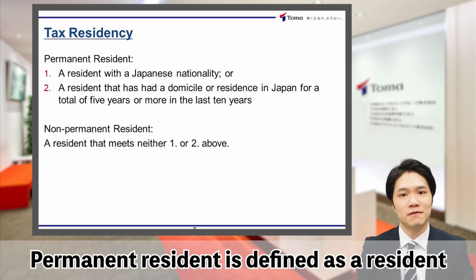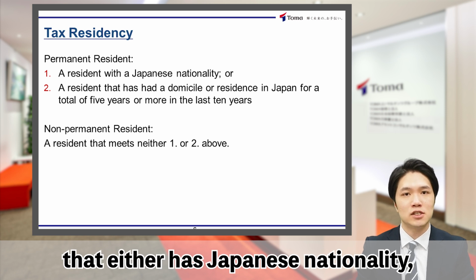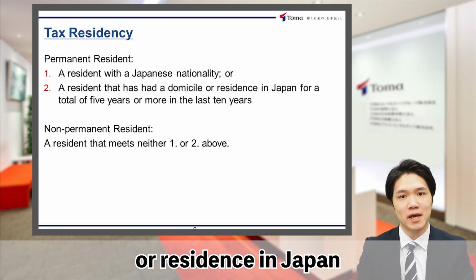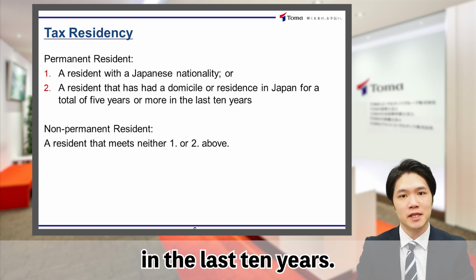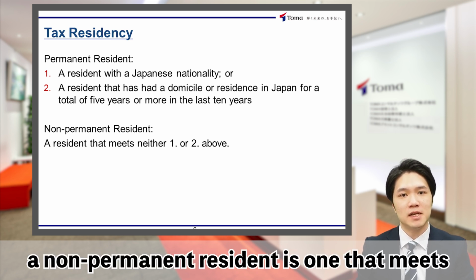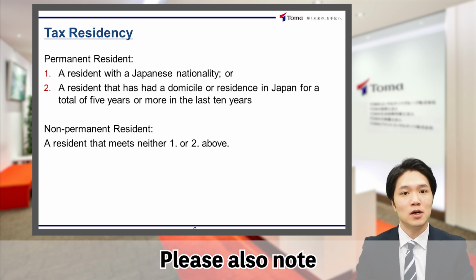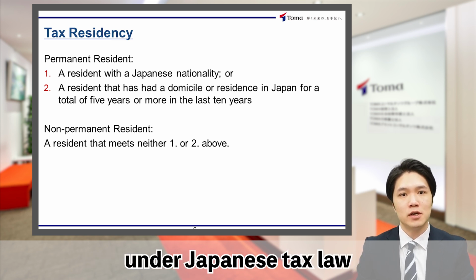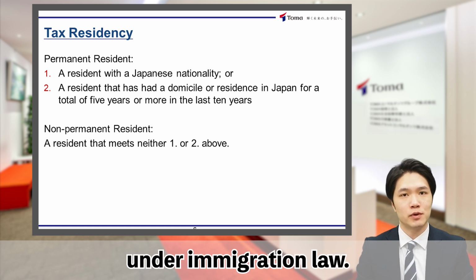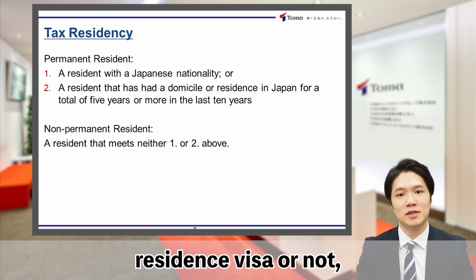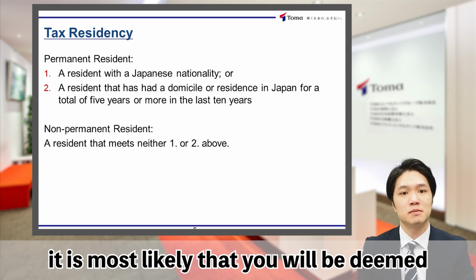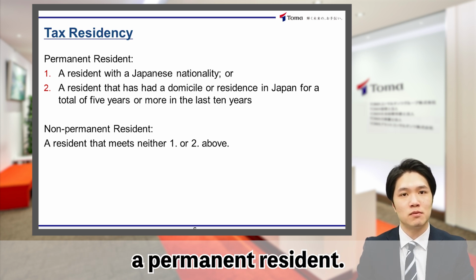Permanent resident is defined as a resident that either has Japanese nationality or that has had a domicile or residence in Japan for a total of 5 years or more in the last 10 years. While naturally, a non-permanent resident is one that meets neither of the above conditions. Please also note that permanent residency under Japanese tax law is unrelated to the permanent residence visa under immigration law. Whether you have a permanent residence visa or not, if you have lived in Japan for over 5 years, it is most likely that you will be deemed a permanent resident.